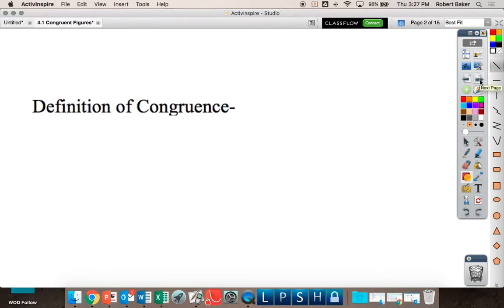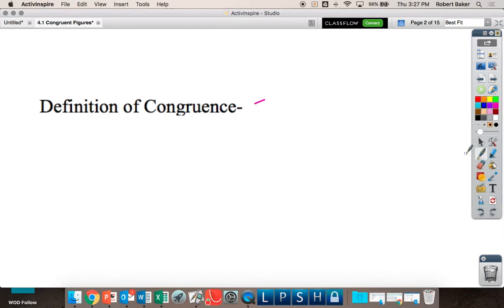What does congruent mean? Same. Equal. Parallel. I don't know. Same blank, same blank. Same size, same shape. You need to write that in your notes. The definition of congruence. Same size.